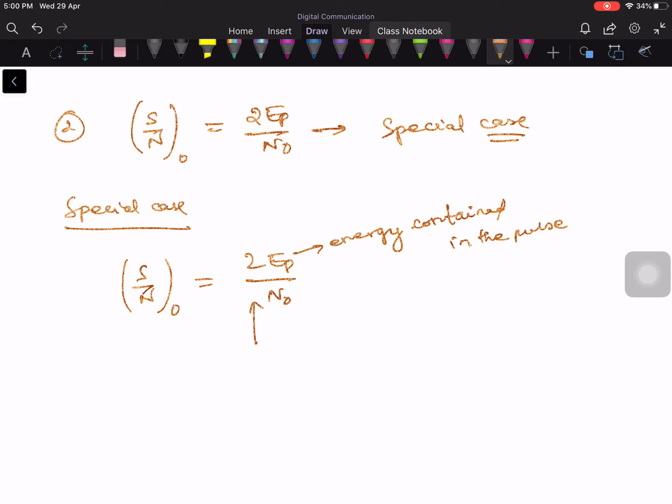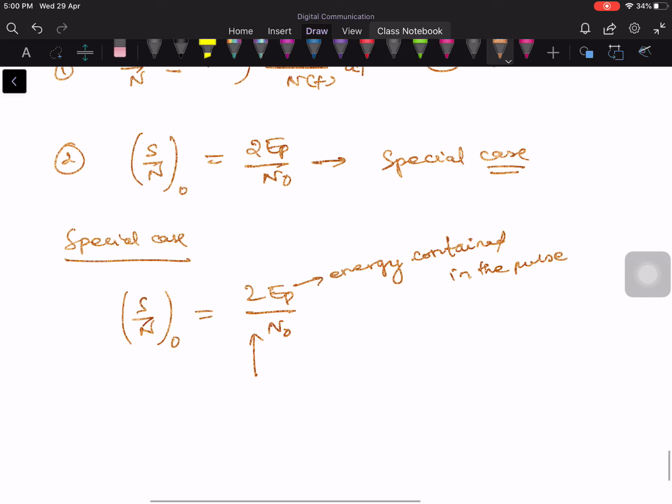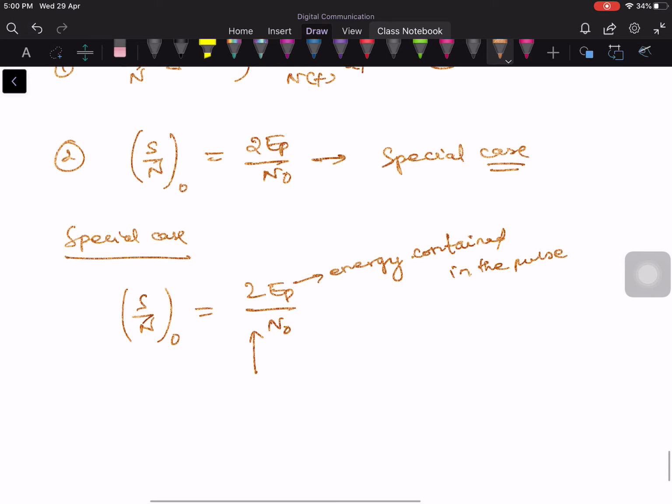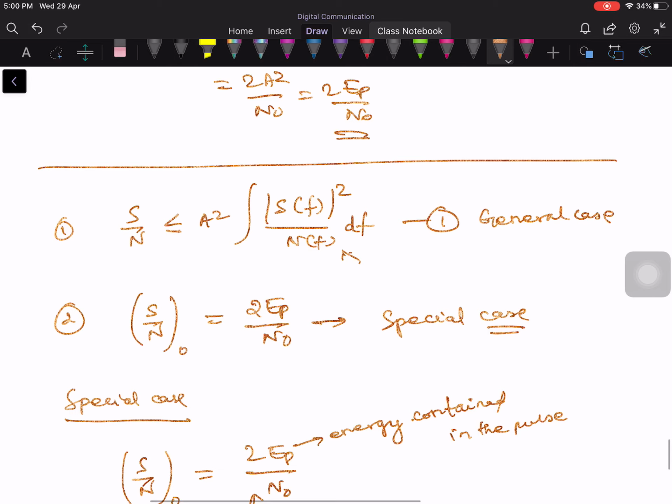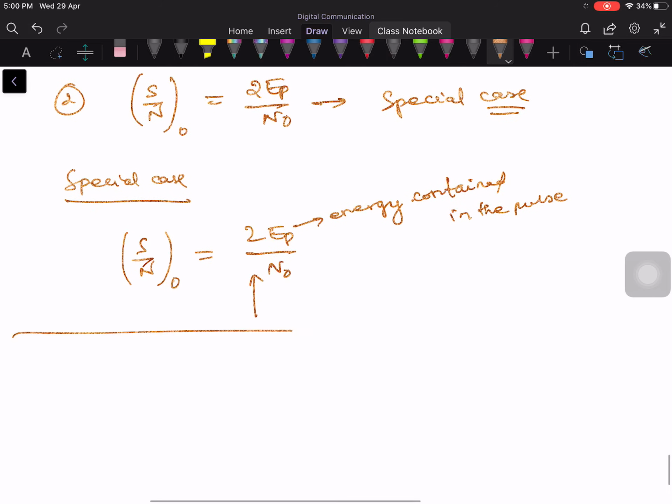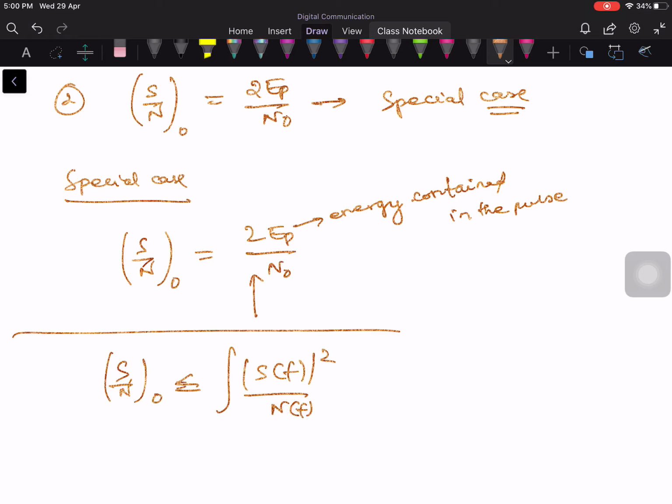If you take the general case, where your noise is not white, maybe I'll write it down here. In the general case, S by N is less than or equal to the integral of S of f times N of f into df. Now you look at this expression. In this expression, if your noise is not white, then you can say that the output SNR depends on the pulse shape also.